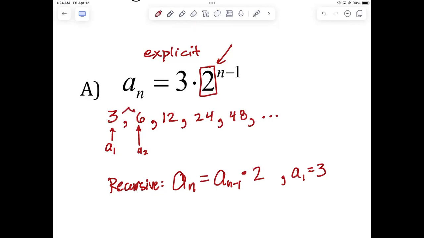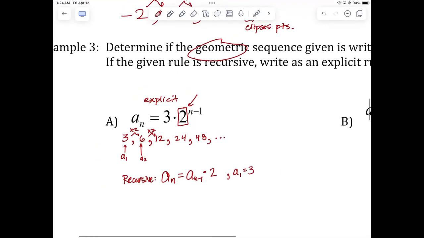Times 2, times 2. So it's just instructions, right? To get the n minus first term, that's the previous term, times 2 gives you the next term, a sub n. Okay, there's the recursive form. Sweet. Let's look at the next one.